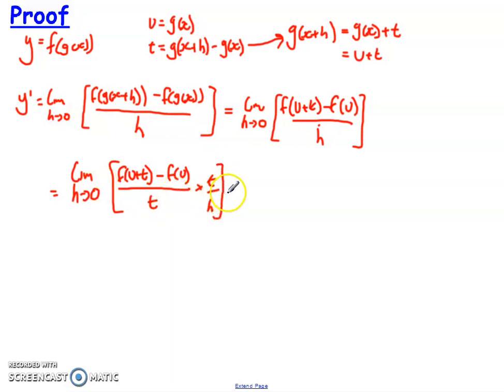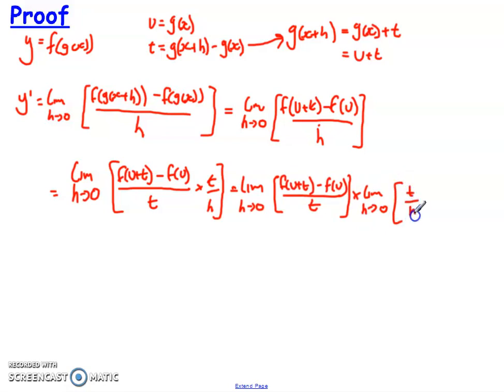Now, I'm going to split this off into two different functions. So the limit as h tends towards 0 of the first part, f of u plus t, take away f of u, all over t. That's going to be then times the second part, the limit as h tends towards 0 of t over h. So now that I've got that, I have to then split it all up.